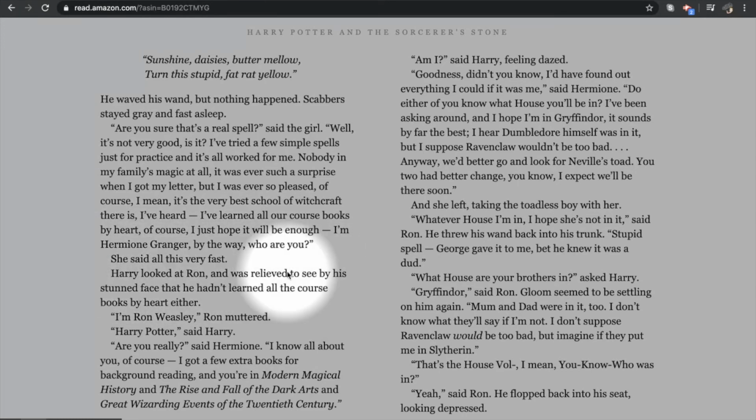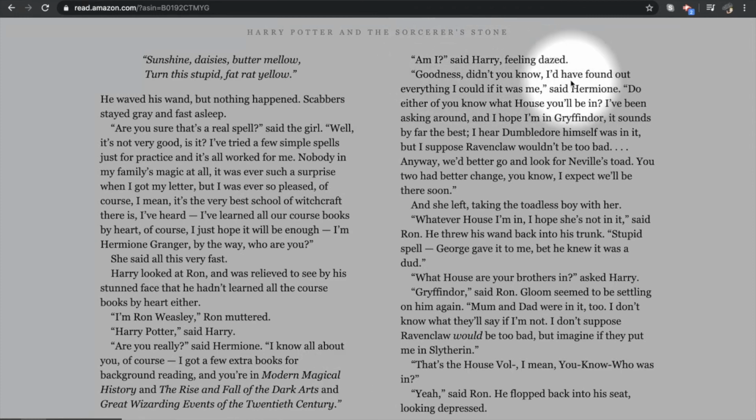Harry looked at Ron and was relieved to see by his stunned face that he hadn't learned all the course books by heart either. "I'm Ron Weasley," Ron muttered. "Harry Potter," said Harry. "Are you really?" said Hermione. "I know all about you, of course. I got a few extra books for background reading, and you're in Modern Magical History and The Rise and Fall of the Dark Arts and Great Wizarding Events of the Twentieth Century." "Am I?" said Harry, feeling dazed.